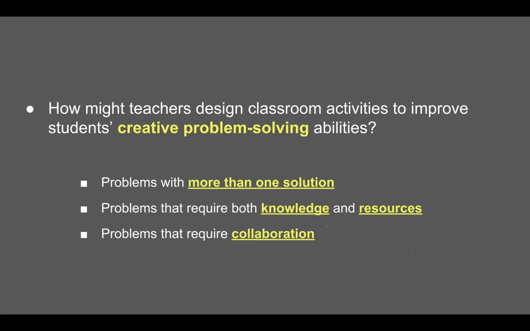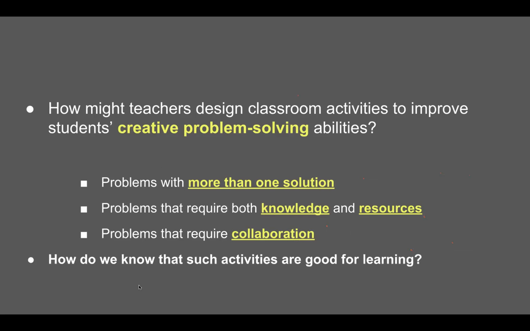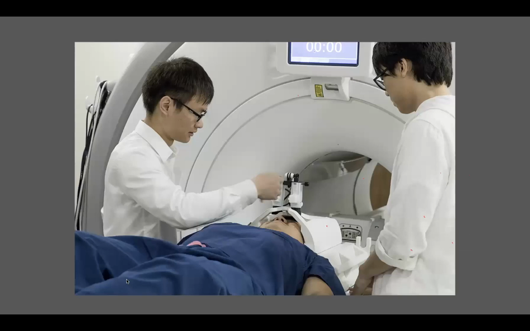So I like to do creative problem-solving activities that are inclusive so we can work together. So how do we know that this type of activity is good for learning? How do we know this? Well, we can look at your brain.